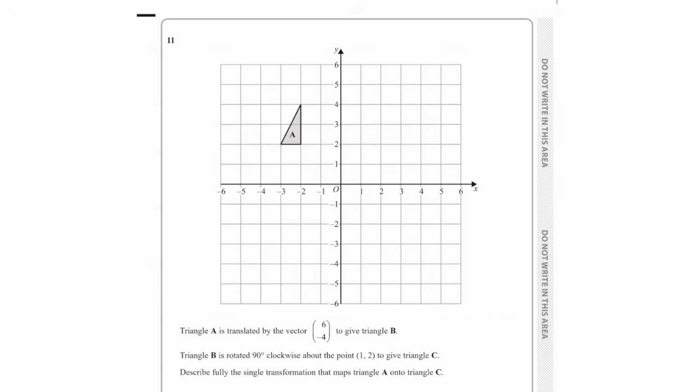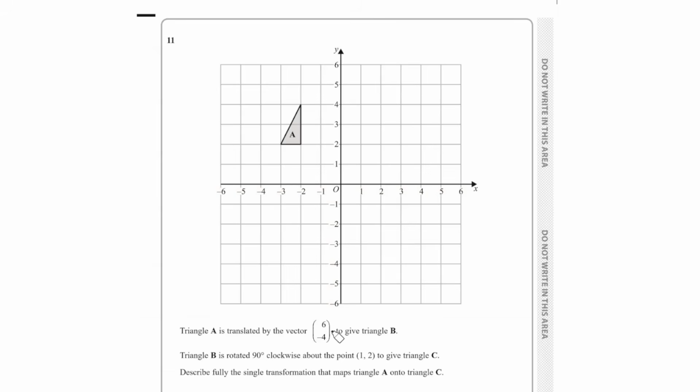Question 11. Triangle A is translated by the vector 6, negative 4 to give triangle B. Triangle B is rotated 90 degrees clockwise about the point 1, 2 to give triangle C. Describe fully the single transformation that maps triangle A onto triangle C. So I'd probably draw this out actually, just so I can visualize it better.